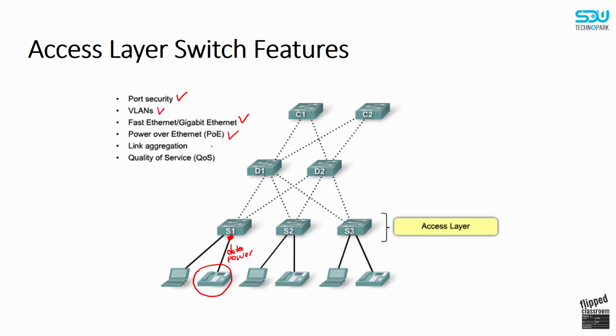And link aggregation, so you can aggregate links between the distribution and access layer switches, and quality of service is also provided by the access layer switches and all other switches, and with quality of service, it is possible to provide priority to different types of frames.